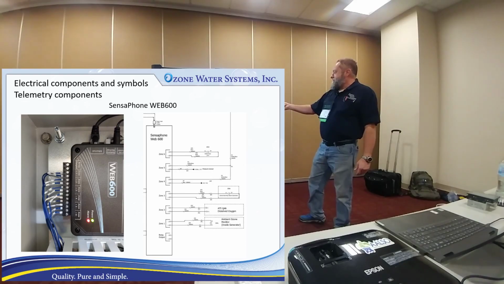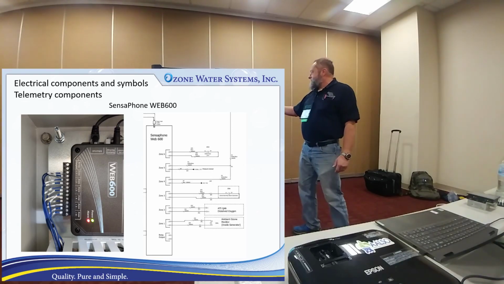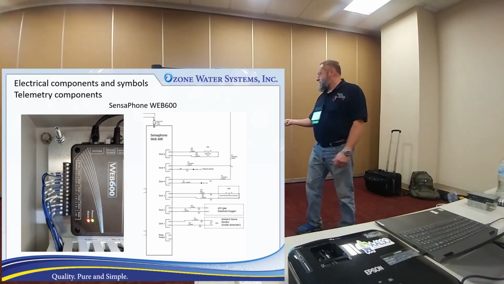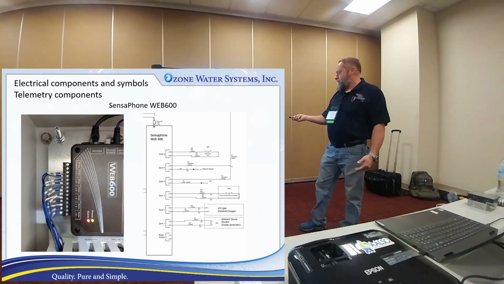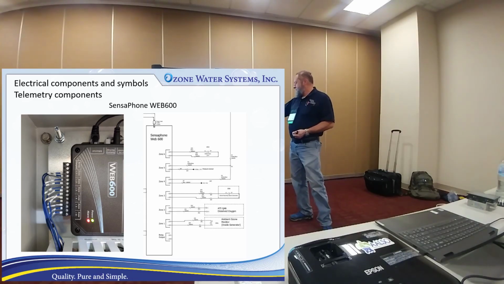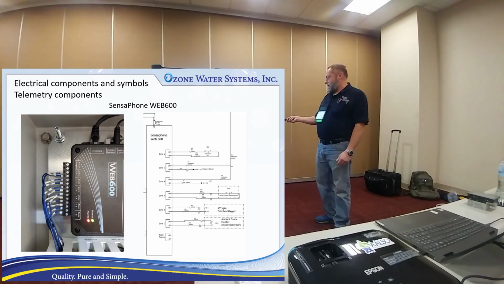This particular one is a little newer one, they call it a Web600, but you hook it up to your Ethernet, to an internet connection, and it's got 6 different inputs that you can reconfigure to whatever you want. We happen to be using them for ambient ozone, which is just an on-off contact, dissolved oxygen, which is an analog input.